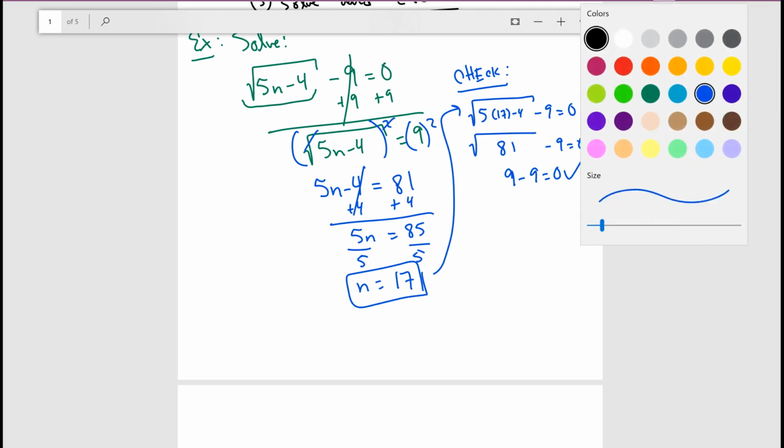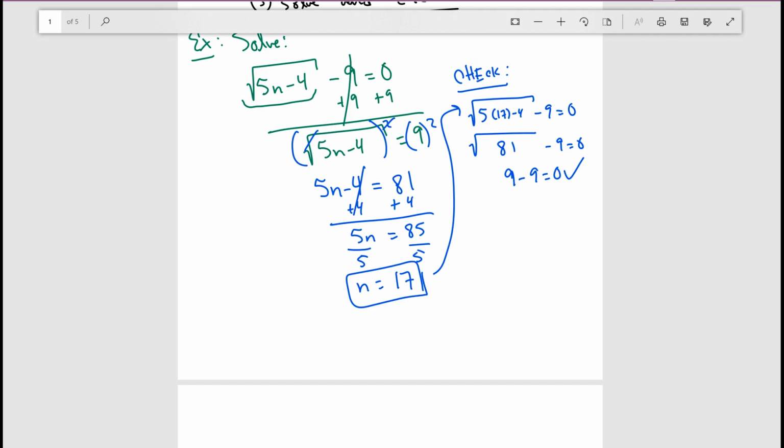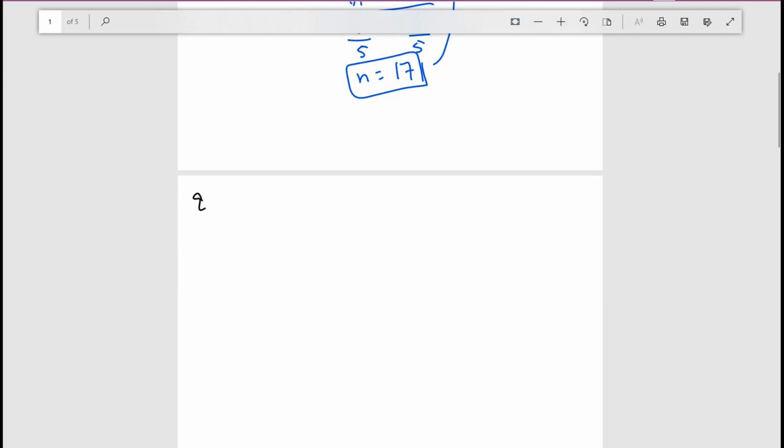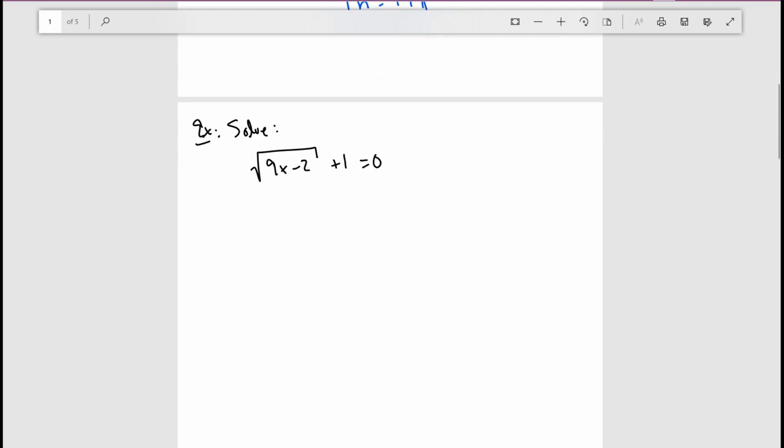Now let's try a problem where you solve the problem, but the answer ends up not working. So let's continue to solve. We're still solving, but I'm going to give you this problem instead. The square root of 9x minus 2, plus 1 equals 0. First thing that we're going to do is isolate the radical. So let's move the 1 over. You're going to have the square root of 9x minus 2 is equal to negative 1.